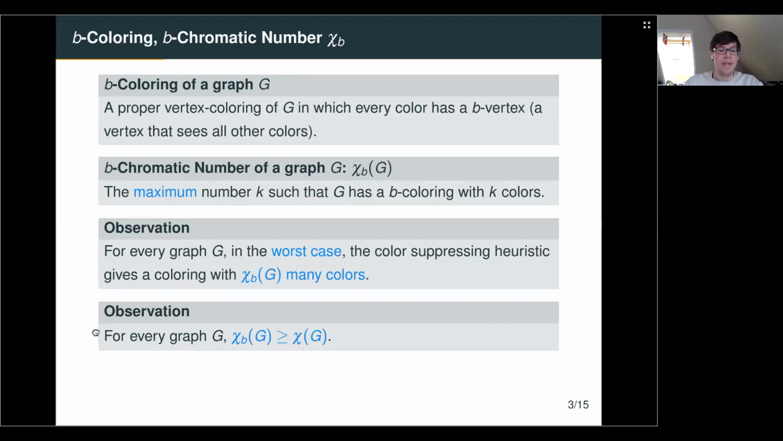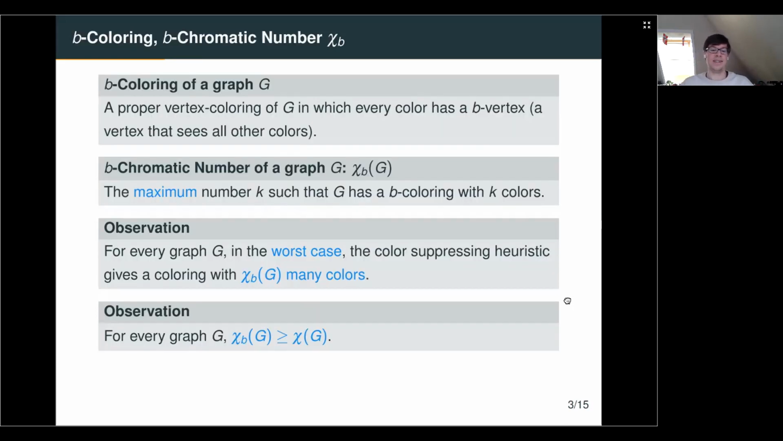One thing we can immediately observe is that for any graph G, the B chromatic number is always at least the chromatic number. This is because if you have a proper coloring of a graph with the minimum number of colors, then this always has to be a B coloring, right? Because if it isn't, then we could decrease the number of colors by 1. Therefore, it was not the best possible coloring to begin with.